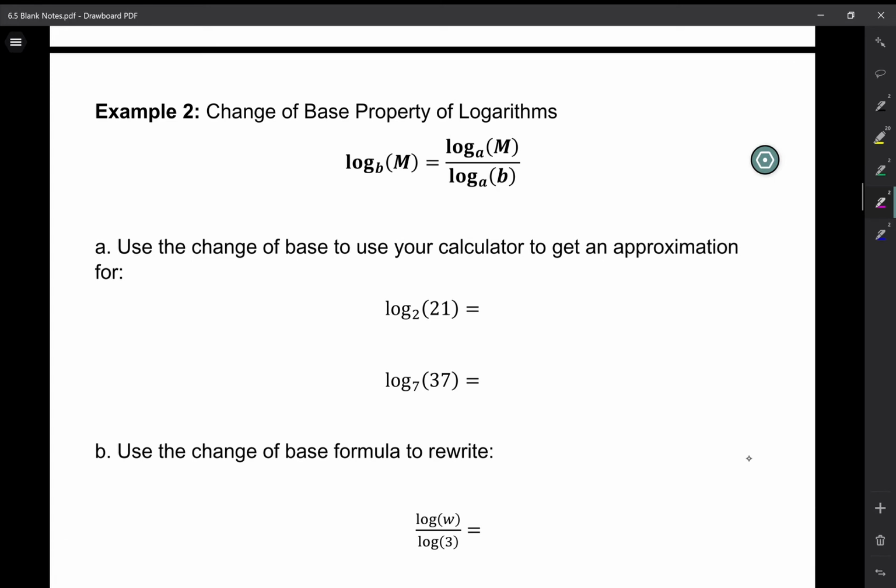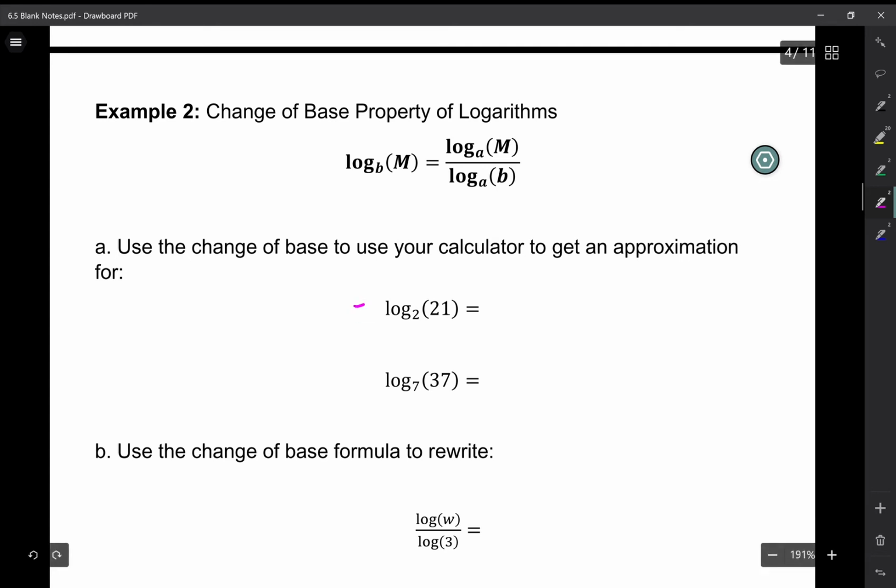We all know that you can use a calculator with the natural log button to use log base e, or just the log button for base 10, but let's say we wanted to compute this first one here, log base 2 of 21. We know it's more than 4 because 2 to the 4 is 16. We know it's less than 5 because 2 to the 5 is 32, but we don't know what it is. So we're going to use the change of base formula to help our calculator get an approximation.